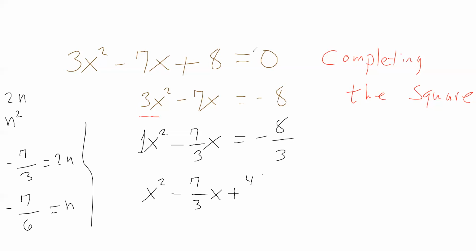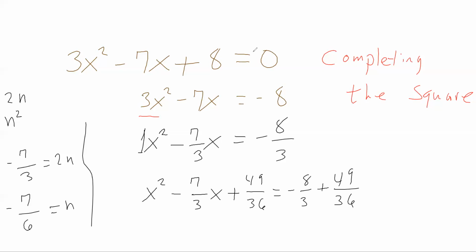We get 49 over 36. Add that to the other side of the equation, so we would have negative 8/3 plus 49 over 36. So the important thing with solving equations, of course, is to keep the equation balanced by whatever you do on one side of the equation, you do on the other side of the equation.